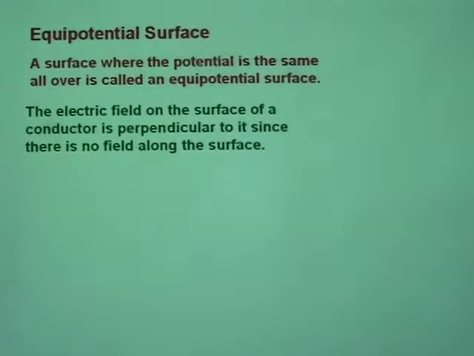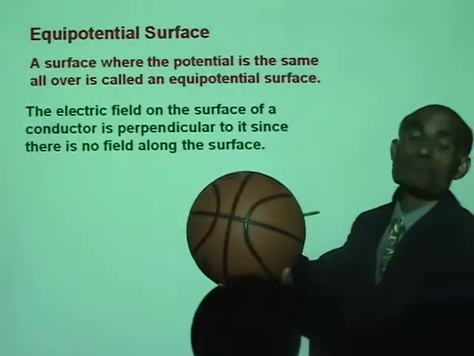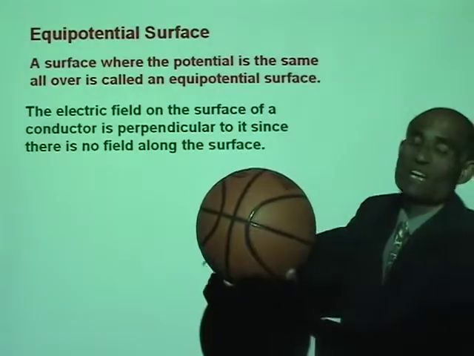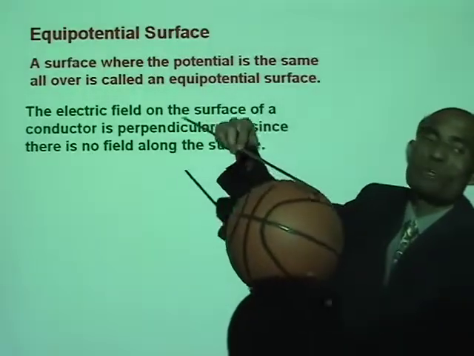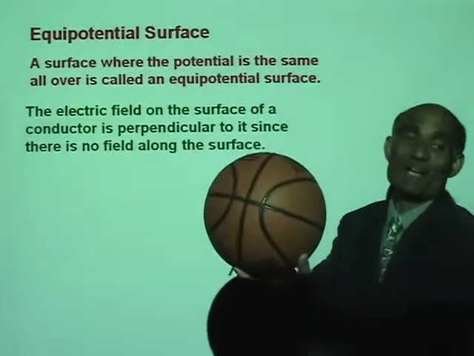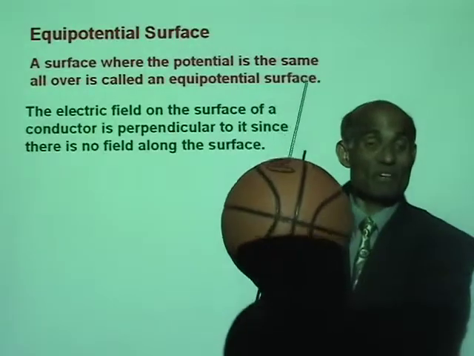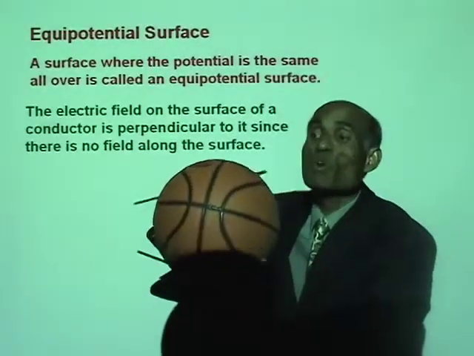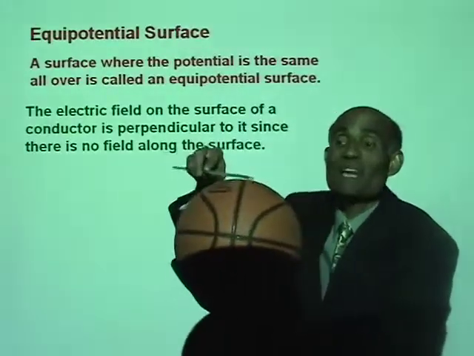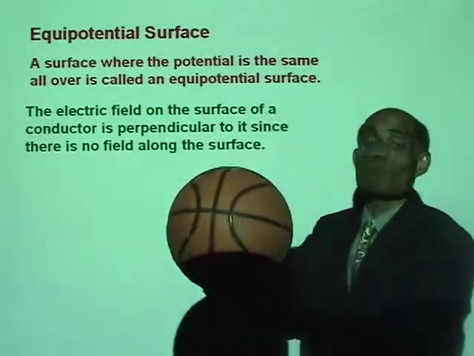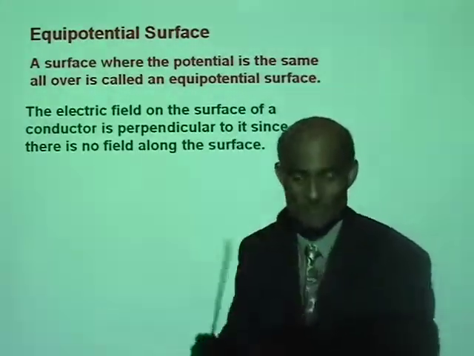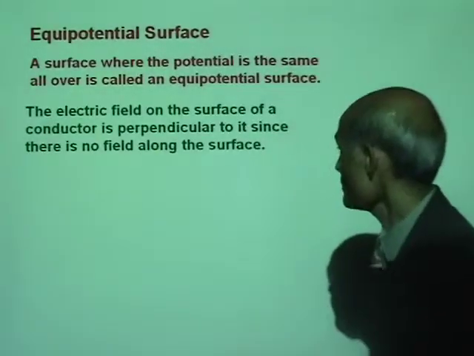Let me bring back my basketball again. If there is no electric field along the surface of this charged conductor, what can you say about the potential on the surface of the conductor? Well, no matter what the shape of a conductor is, the potential will be all the same all over. Why? Because the electric field along the surface of the conductor is zero, the potential has to be a constant. Alright?